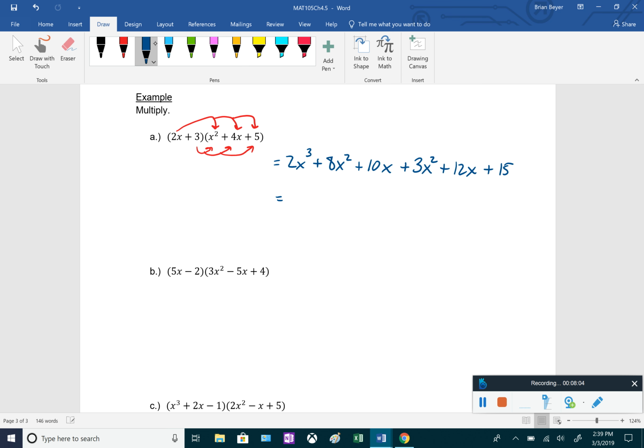So combining like terms, we get 2x cubed. We have 8x squared plus 3x squared, so 11x squared. 10x plus 12x, 22x, and then plus that 15.